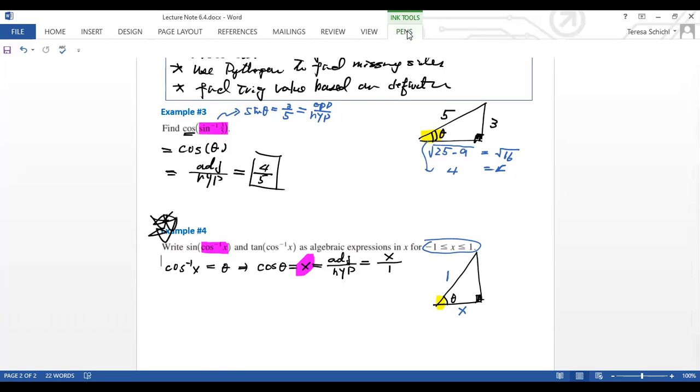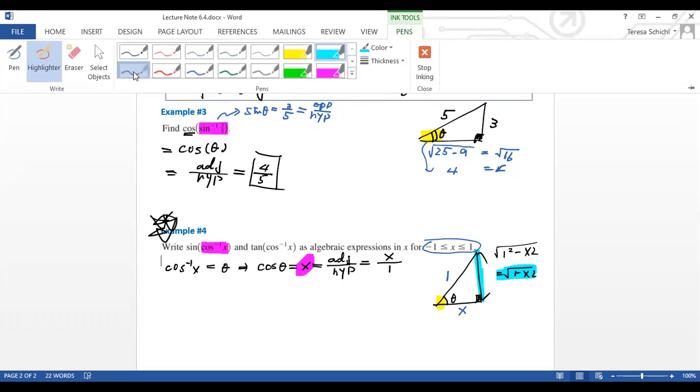Then the next step is to use the Pythagorean theorem to find the missing side. This is my missing side. So this side will be 1 squared minus x squared, so it will just be the square root of 1 minus x squared, right?